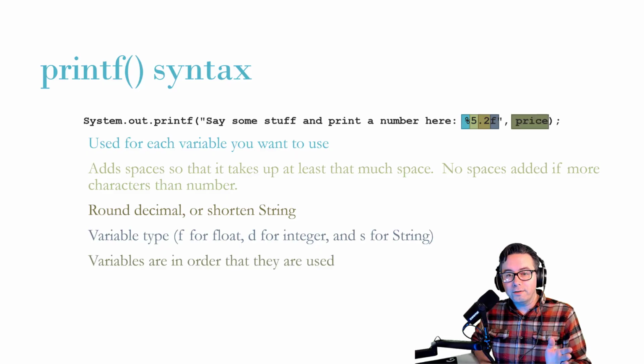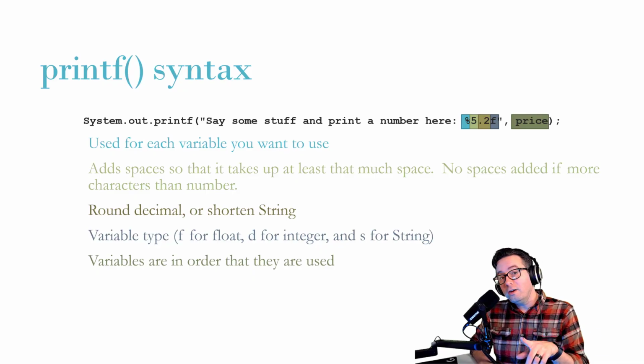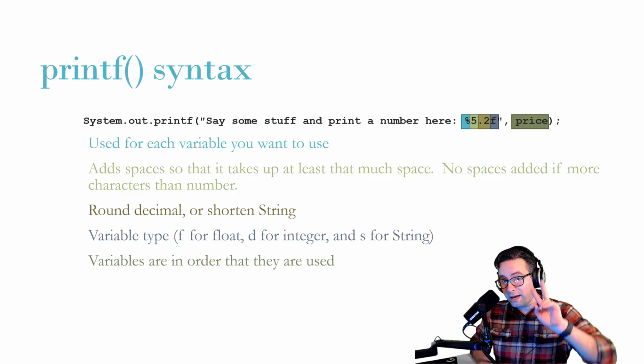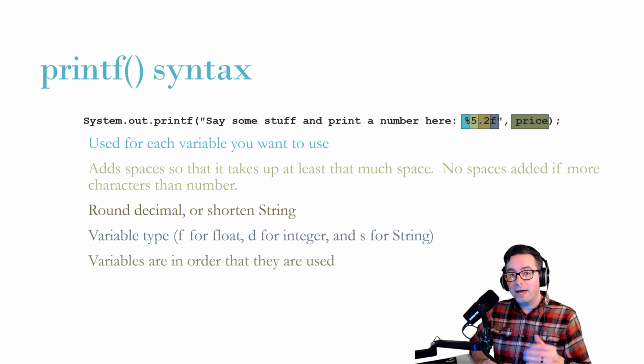And then also notice that we have price here, and that's because variables are in the order that they're used. There's just one here, and that's price. Notice in the one that we did in the walkthrough, we had 2 variables. We had the unit name, and then we had total, and it was in the order that they appeared in the string for printf. Okay.